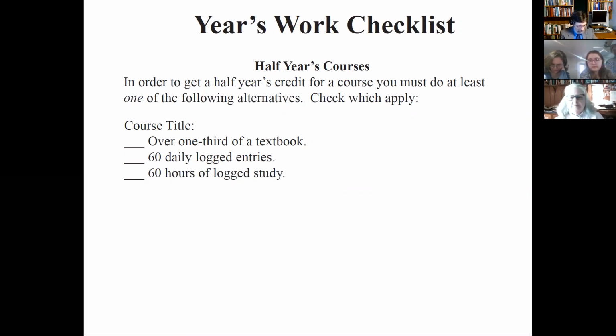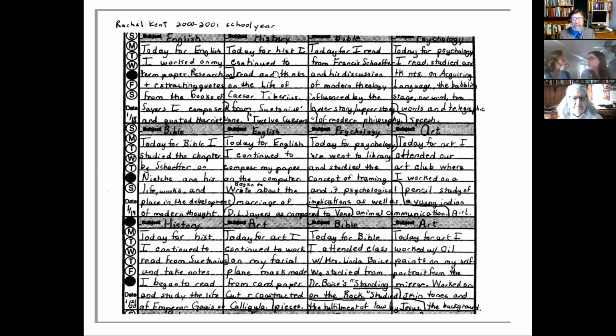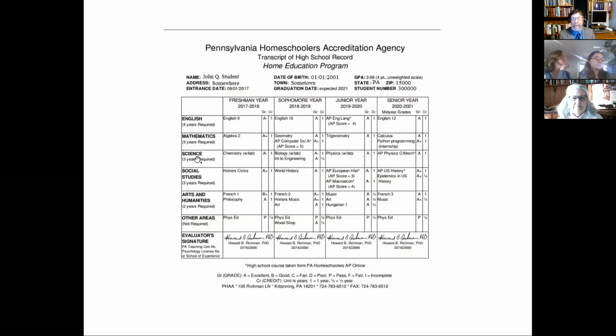Boy, we're running out of time, so I better get on. Okay, half your course is just this many credits. And here's what the transcript looks like. This is a transcript that's not complete because it has mid-year grades at the end. Look, there's a GPA at the top. I was telling you there would be a GPA.